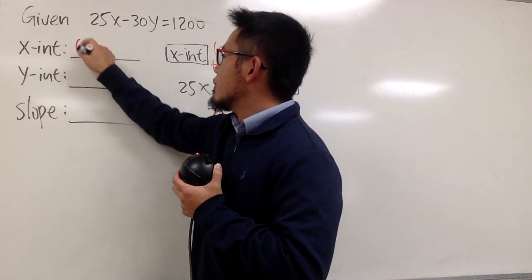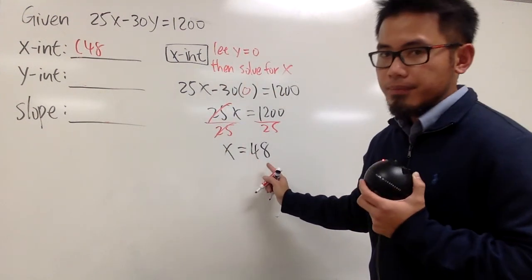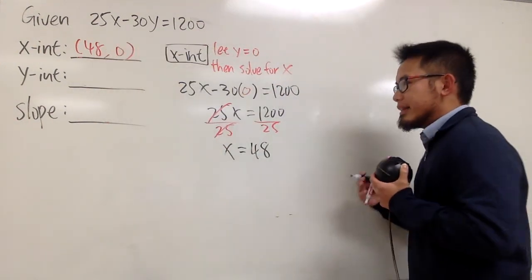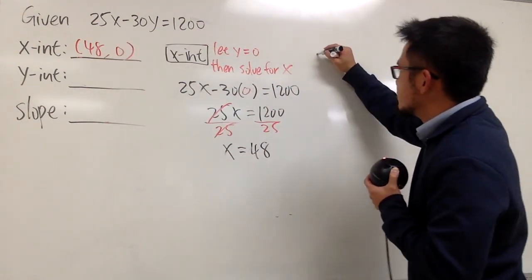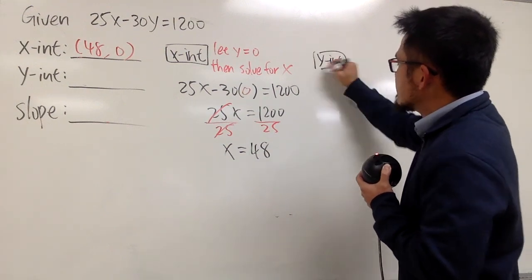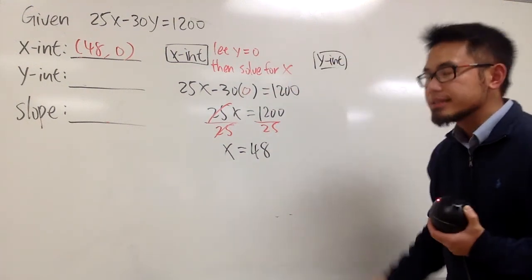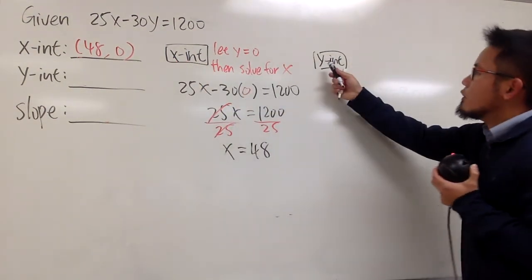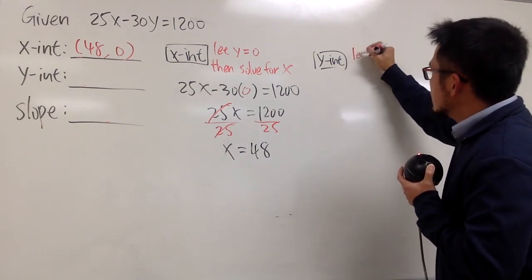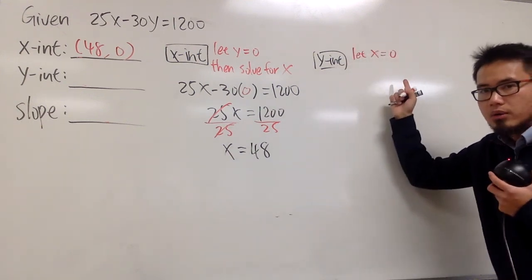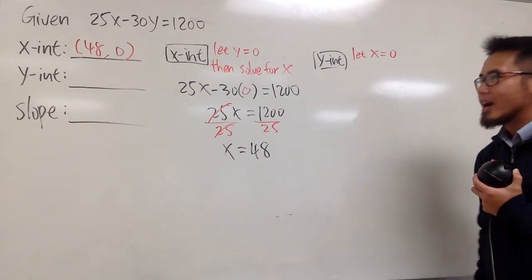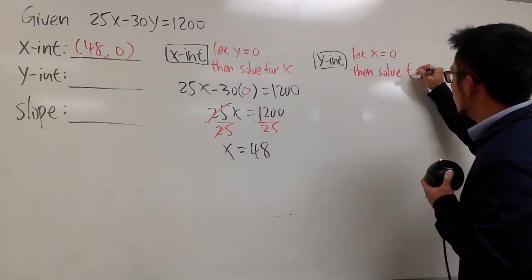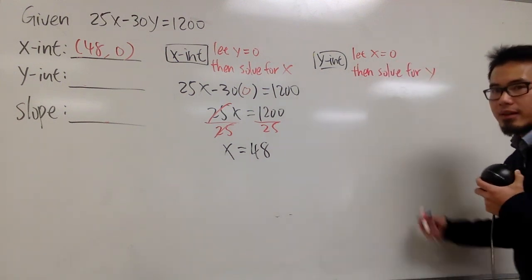I will write down 48 for the x value, and the y value is 0, so I put down comma 0 like that. And then for the y-intercept, right? So let's put this down right here. It's similar, but you have to remember it's also the opposite. Once again, for the x-intercept, we let y equal to 0, but now for the y-intercept, we are going to let x equal to 0. Be sure you remember this, okay? And then we will have to solve for the y. And now let's do the work.